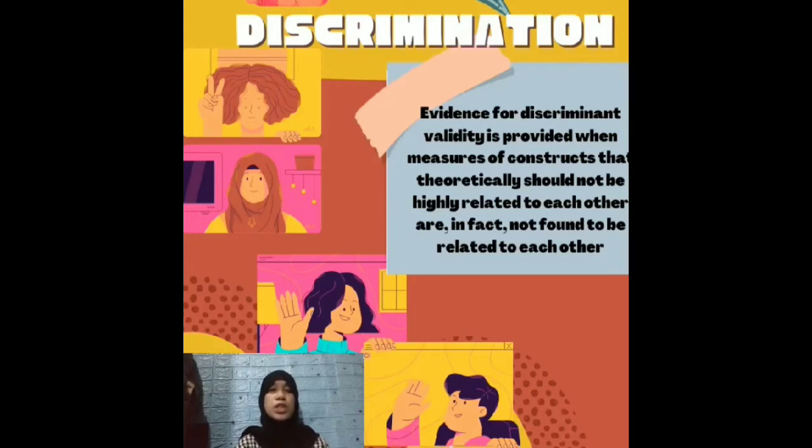So what conditions are needed to conduct divergent or discriminant validity? You need to demonstrate that there is no correlation or very low correlation between measures of unrelated constructs. So how are the results interpreted? It shows how well a test measures the concept it was designed to measure.